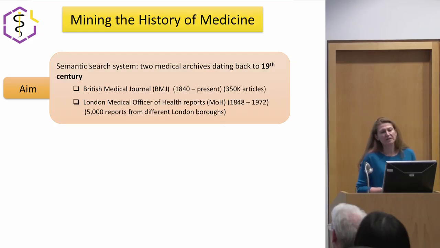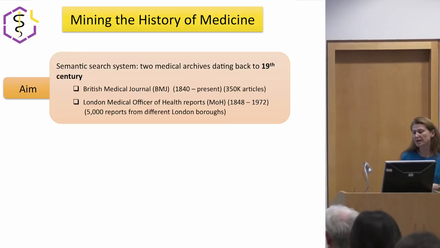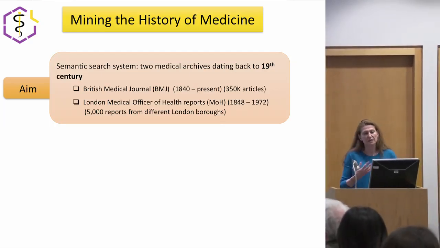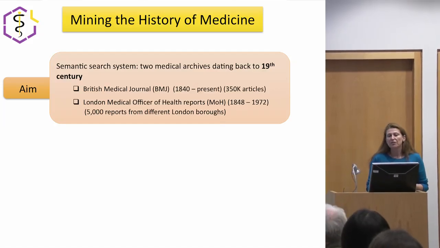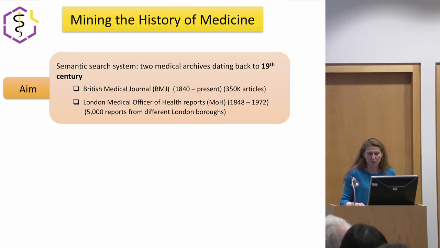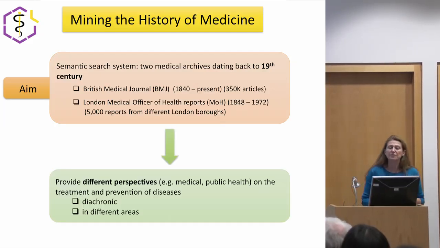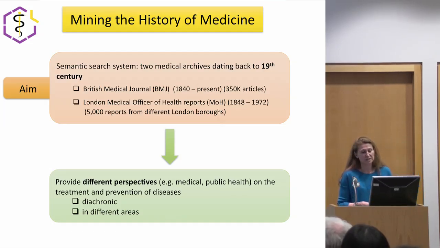So the mining history of medicine project, the aim, and it's ongoing, is to provide a semantic search system based on two medical archives, which are quite historical, dating back to the 19th century. The first one is the British Medical Journal, from 1840 till now, and then the London Medical Officer of Health Reports. So the task is to provide different perspectives from medical and public health on the treatment and prevention of diseases.